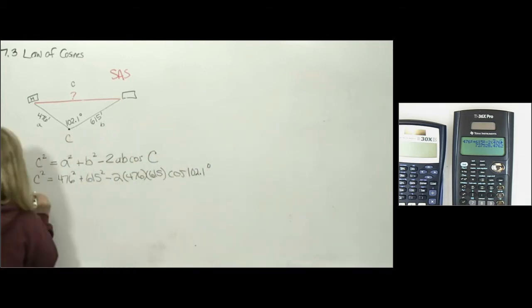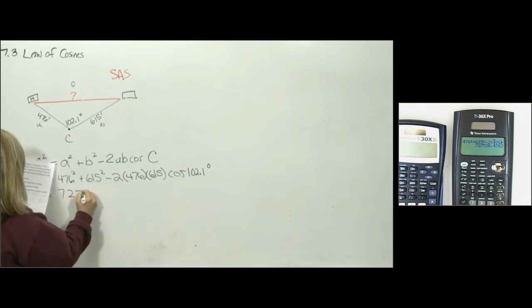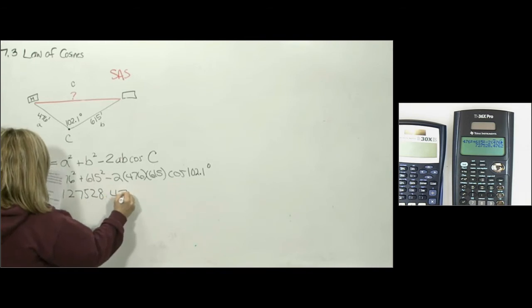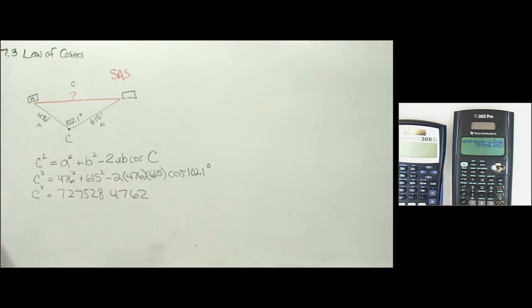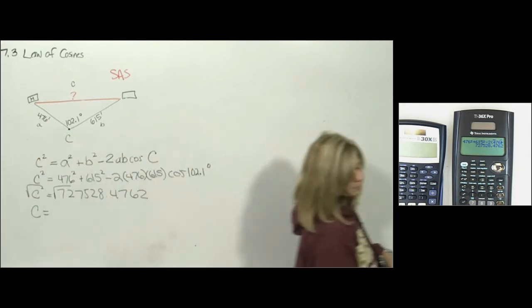So I'm going to write up here now, c squared equals. I'm going to write that whole decimal down. Are we done solving? No, we don't want c squared, we want c. How do you get rid of a square? Very good. You square root the left, you square root the right. So now we're going to square root this big decimal.